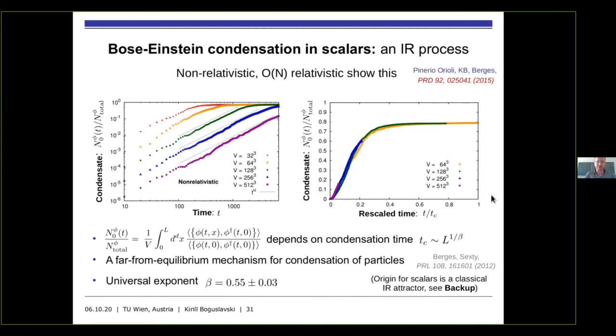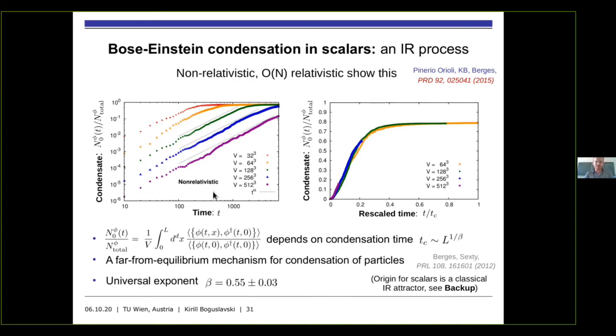And let's start first with what we know about scalars. So in scalar field theory, you have Bose-Einstein condensation, and it's an infrared process. You see that in non-relativistic and relativistic theories, you see that in ultra-cold atoms. And what you find is that you can actually define a condensate fraction, which is the fraction of your condensed particles, so those occupying the p equals zero mode, divided by the total number of your particles.